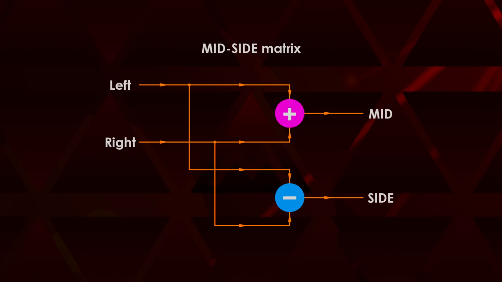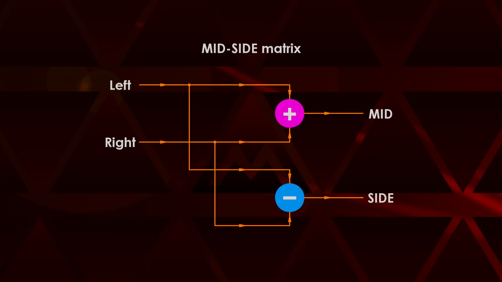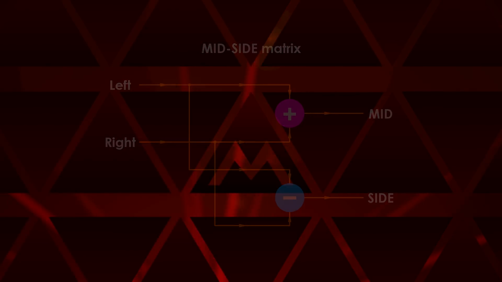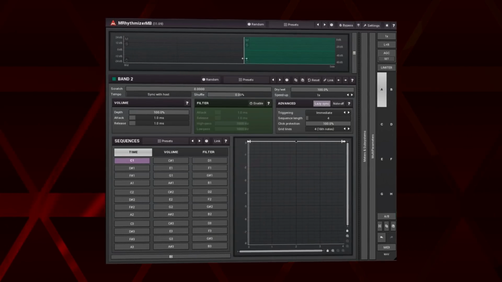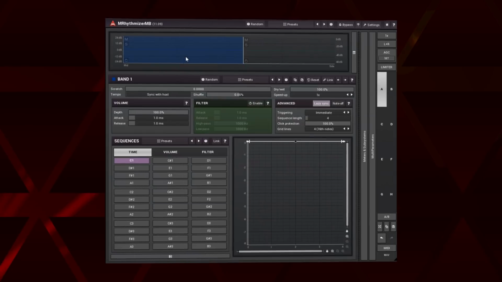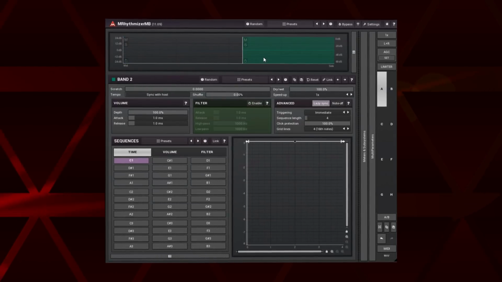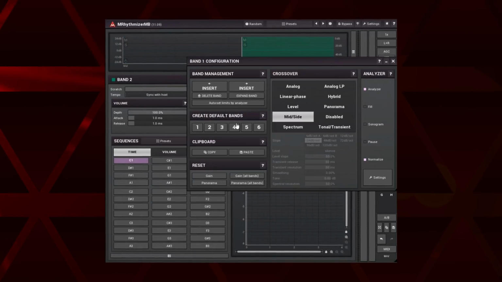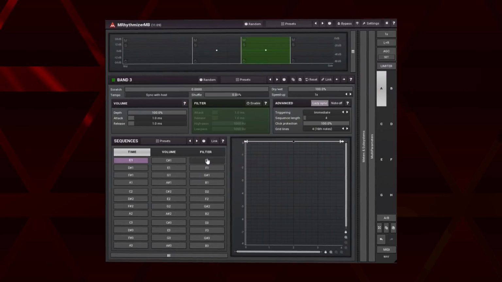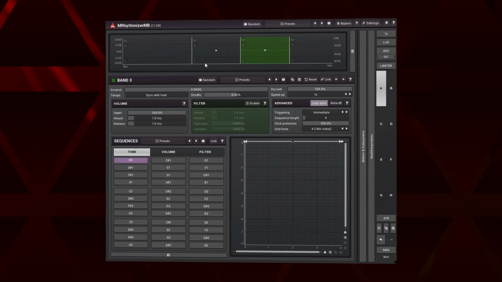Mid contains the monophonic part, the signal present in both left and right channels. Side contains the stereo part, the signal present only in left or right channels. In the crossover, the leftmost band receives the mid channel and the rightmost band the side one. All bands distributed between these two accept some mix of the mid and side channels.